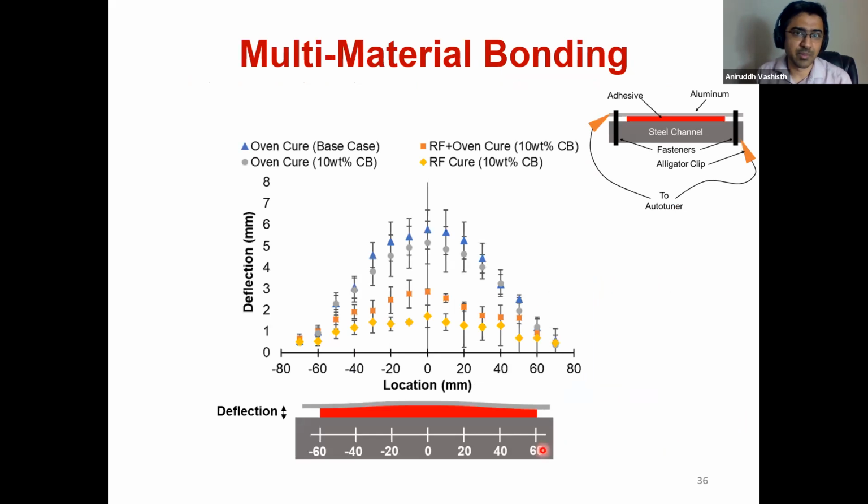So now we get to the interesting experiment. This was the multi-material bonding, or the MMB experiment, as I'll call it from now on. Here we wanted to bond an aluminum plate to a steel channel.